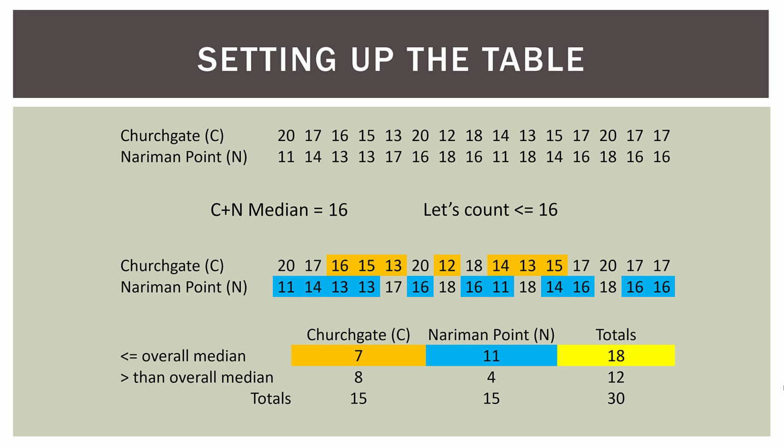Now, the total row is also a way for us to check ourselves. Values for Churchgate should add up to 15 because there are 15 observations. Nariman Point should add up to 15 because there are 15 observations. And then totals, we have 30 observations total. So we look in the lower right of this table and we see 30. So again, this is just our contingency table counting up the number of observations that meet each criteria.